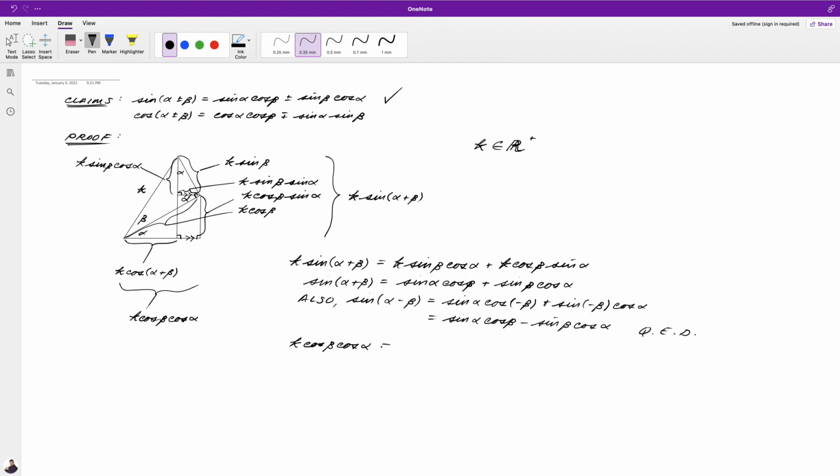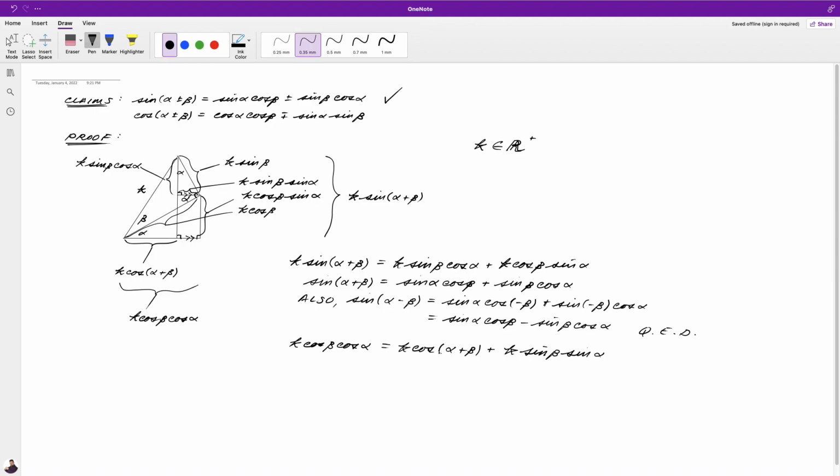Okay, good. That whole segment's going to be equal to this, which is k cosine of the quantity alpha plus beta, plus this segment right here, which is the same thing as this segment right here. This is a rectangle, right? And what is that segment? Well, it's k sine beta sine alpha. Okay. All right. This worked out quite nicely.